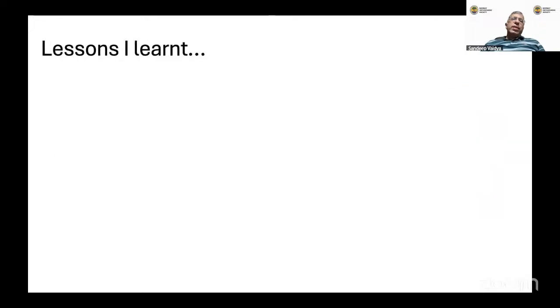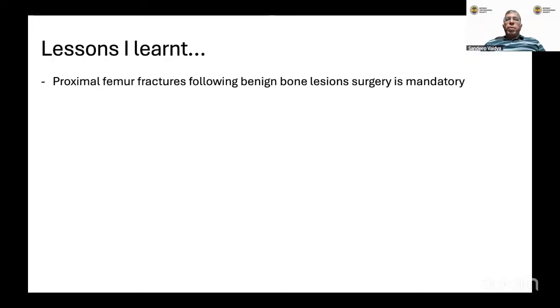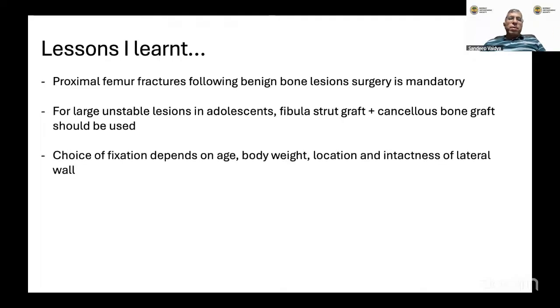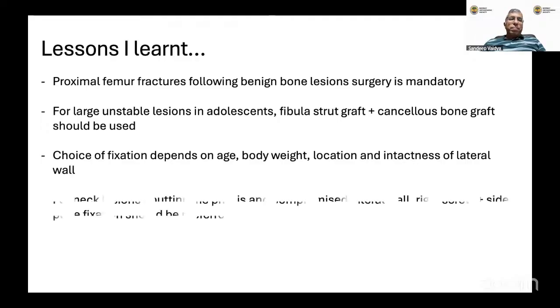So what are the lessons I learned from this particular case? Number one, for proximal femur fractures following benign bone lesions, surgery is mandatory. Number two, for large unstable lesions in adolescents, don't rely just on cancellous graft. You will probably have to use a fibula strut graft as well. Choice of fixation depends on age, body weight, location of the lesion, and intactness of the lateral wall.